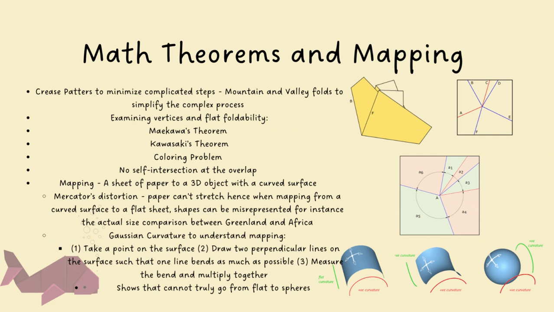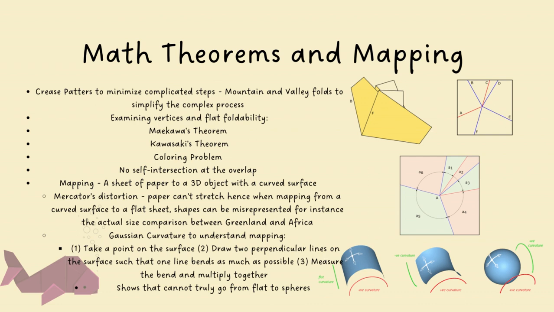Now, four different theorems can explain the math behind origami. Maekawa's theorem states that if a vertex is flat foldable, then the difference between the mountain and valley folds is only 2, as represented by the first figure. Kawasaki's theorem states that a vertex is flat foldable if and only if we can alternately add and subtract angles between the creases to get 0. In this case, alternately adding and subtracting the angles A1 through A6 would give us 0.